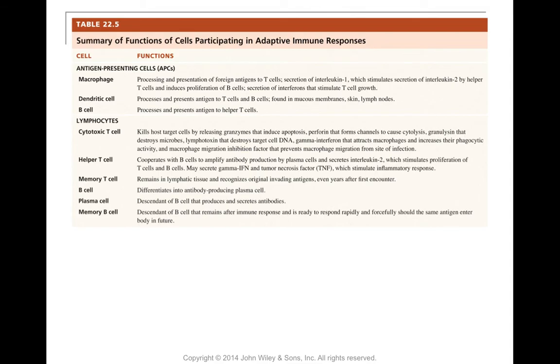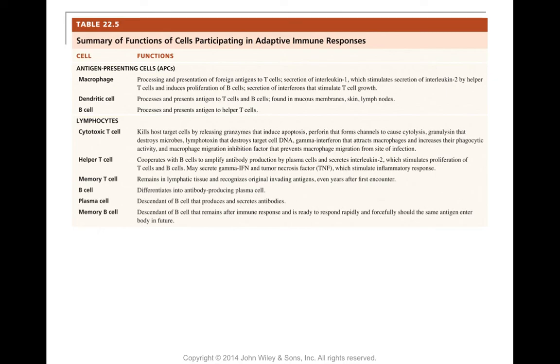Now, this is a summary of the different cells that are going to be present and responsive for the adaptive immune response. That's going to include our antigen-presenting cells, such as our macrophages, our dendritic cells, and our B cells, as well as lymphocytes, such as our cytotoxic T cells, helper T cells, and our memory cells. All right, so macrophages are going to be responsible for processing and the presentation of the foreign antigens to T cells. Remember, T cells are soldier cells, and they're kind of thick-headed. They need to have that MHC complex with the antigen presented in a particular way on a silver platter for them to be able to detect it.